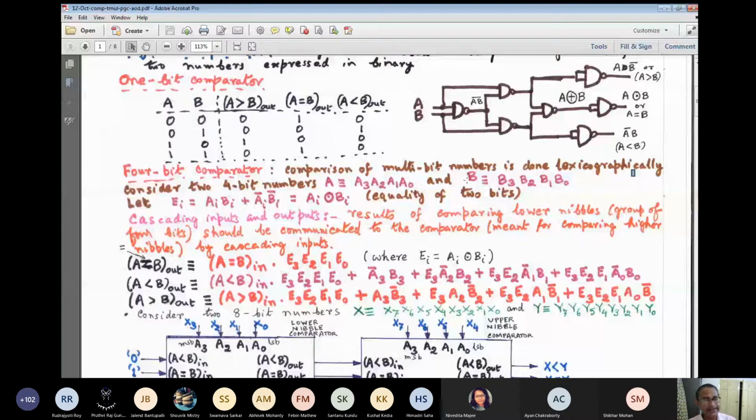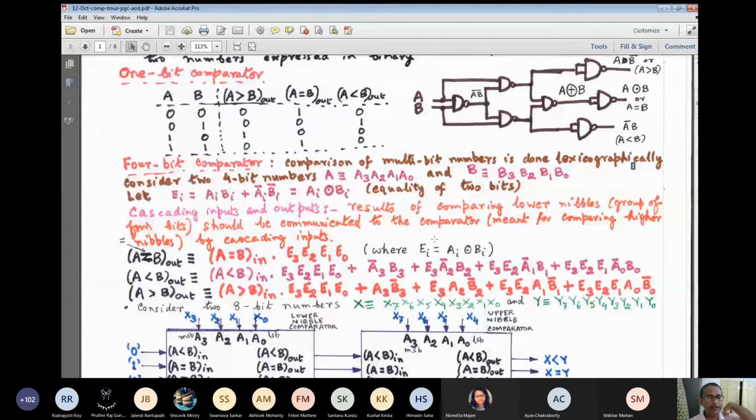So cascading inputs and outputs, why are they required? Because suppose we are designing a 4-bit comparator, we can expand it to 6-bit or 8-bit, 10-bit, 12-bit, whatever way you want. We have designed a 4-bit comparator and we have frozen the design, that means having designed it, implemented it, validated it, and tested it thoroughly, and found that there are no errors creeping into the design or the hardware.